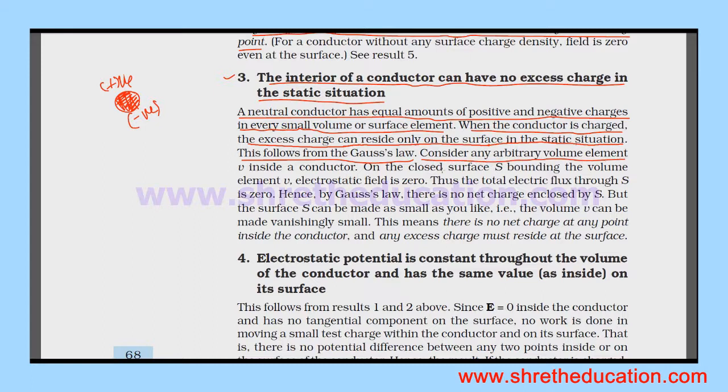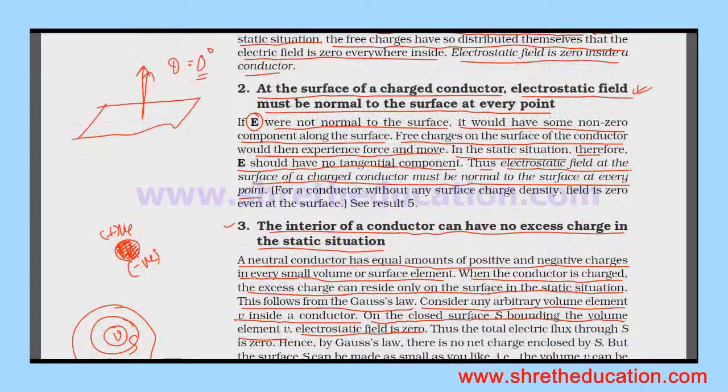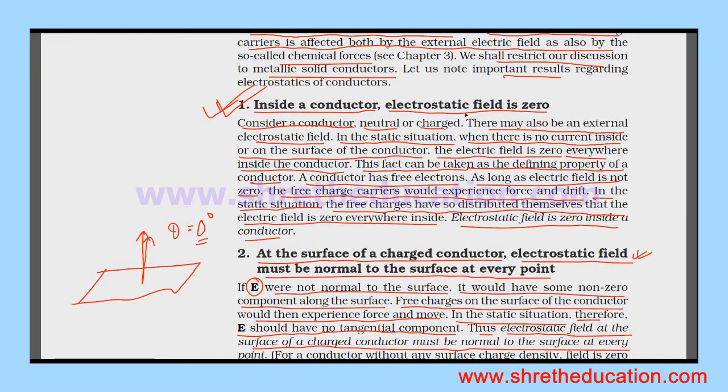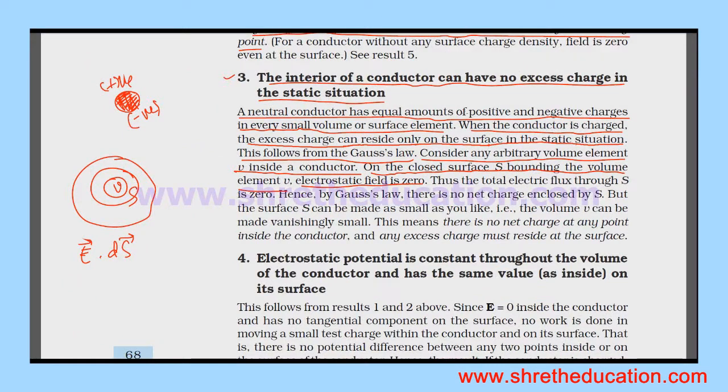Consider any arbitrary volume element V inside a conductor. On the closed surface S bounding this volume element V, the electrostatic field is 0. So the flux E dot dS is zero, since inside a conductor the electrostatic field is 0 everywhere, including over this small volume element.